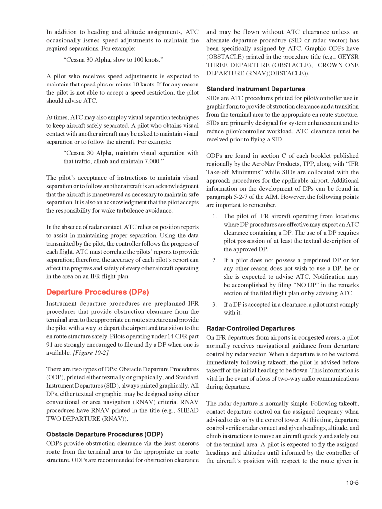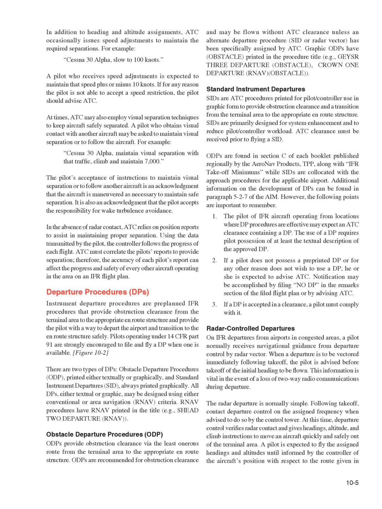Figure 10.2. There are two types of DPs: obstacle departure procedures, ODP, printed either textually or graphically, and standard instrument departures, SID, always printed graphically. All DPs, either textual or graphic, may be designed using either conventional or area navigation, RNAV, criteria. RNAV procedures have RNAV printed in the title, for example, Shed 2 Departure, RNAV.